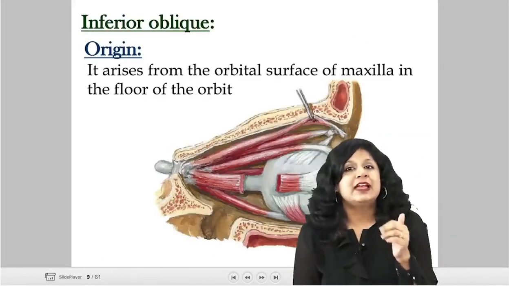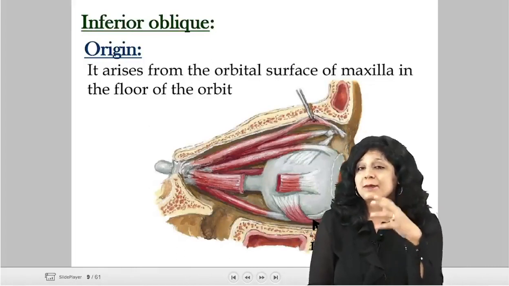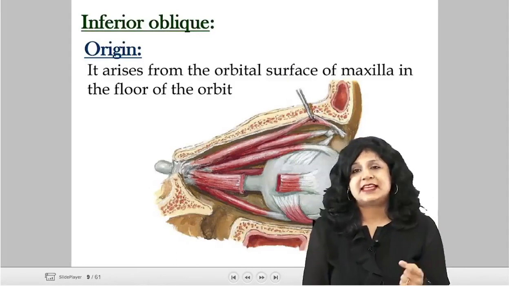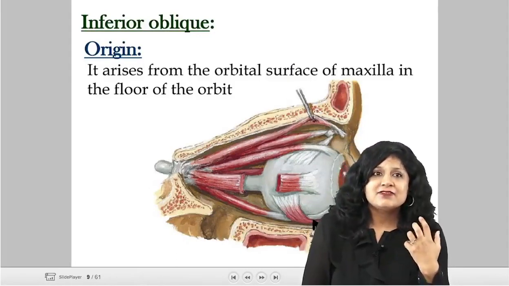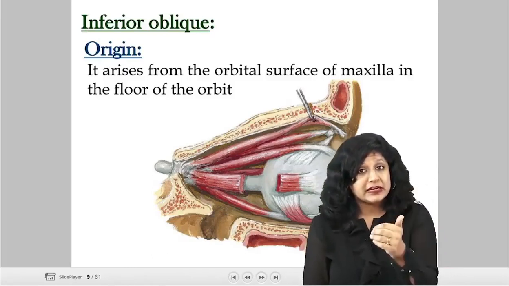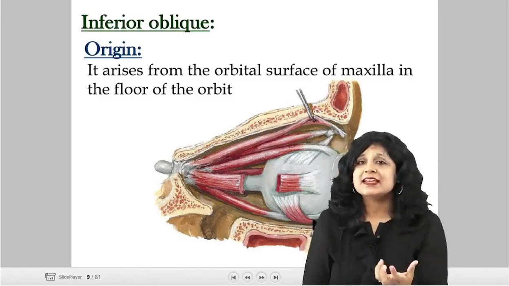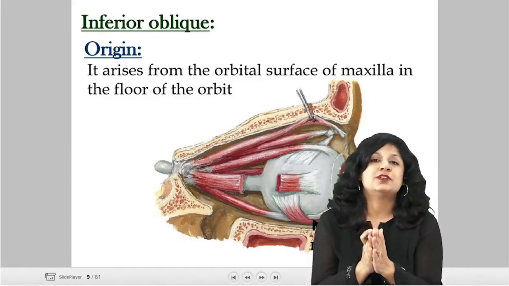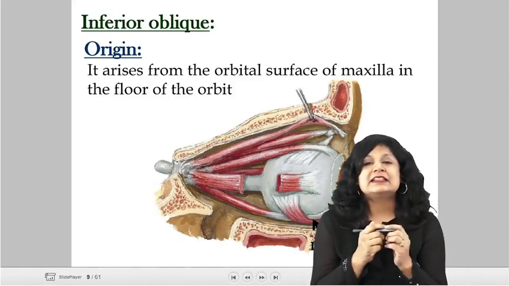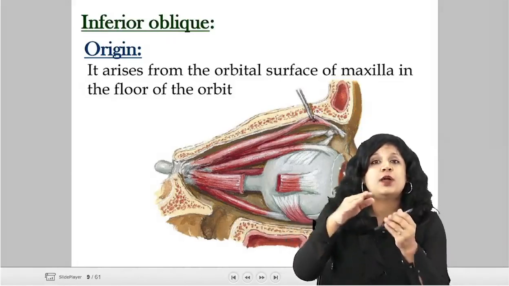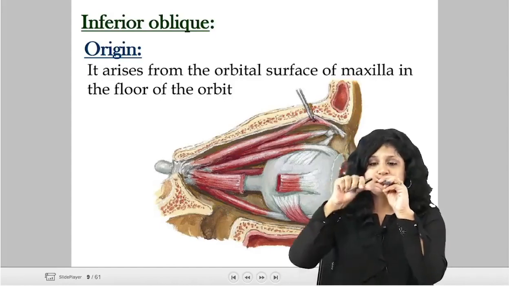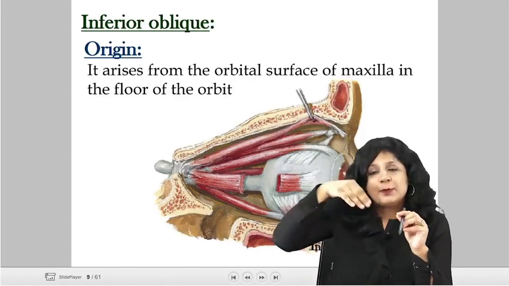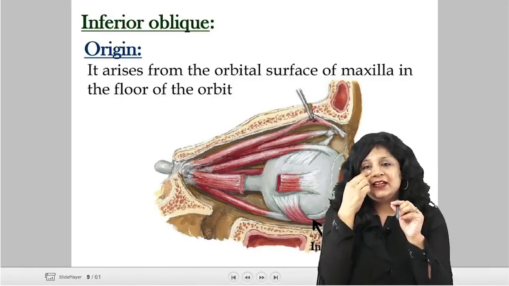Now coming to the inferior oblique muscle. This is again a muscle which is not coming from the annulus of Zinn, the common tendinous ring, and I think this is one muscle that you have to remember in particular because it is practically the only muscle which is not taking its origin from the annulus of Zinn. This is actually coming from the floor of the orbit. If this is your orbit like this, this is coming from the floor of the orbit, from the orbital surface of the maxilla, right?